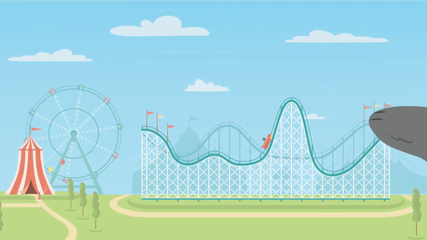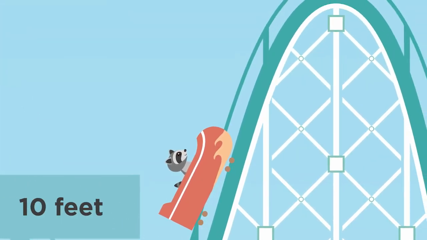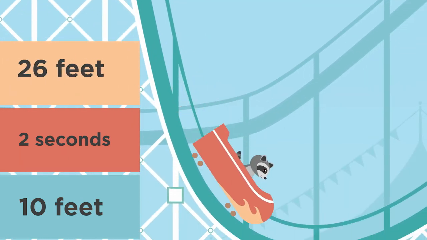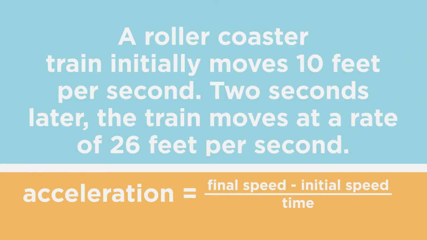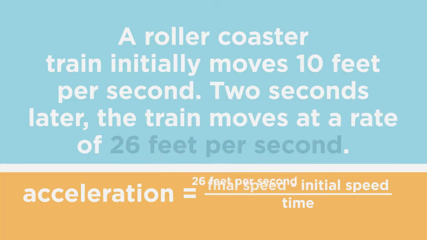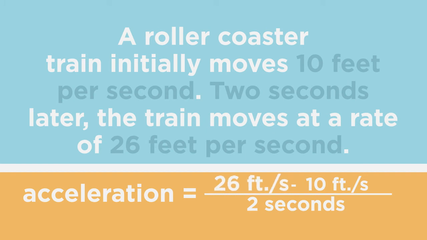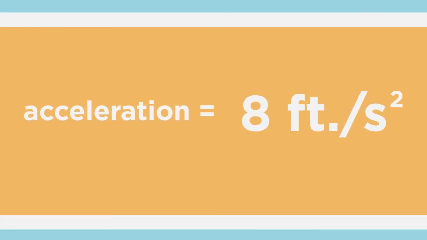Imagine a roller coaster as an example. A roller coaster train initially moves 10 feet per second going uphill. 2 seconds later, the train moves at a rate of 26 feet per second. What is the acceleration of the roller coaster train? The final speed was 26 feet per second. The initial speed was 10 feet per second. The total time it took was 2 seconds. 26 minus 10 equals 16. 16 divided by 2 equals 8. The acceleration of the roller coaster train is 8 feet per second squared.